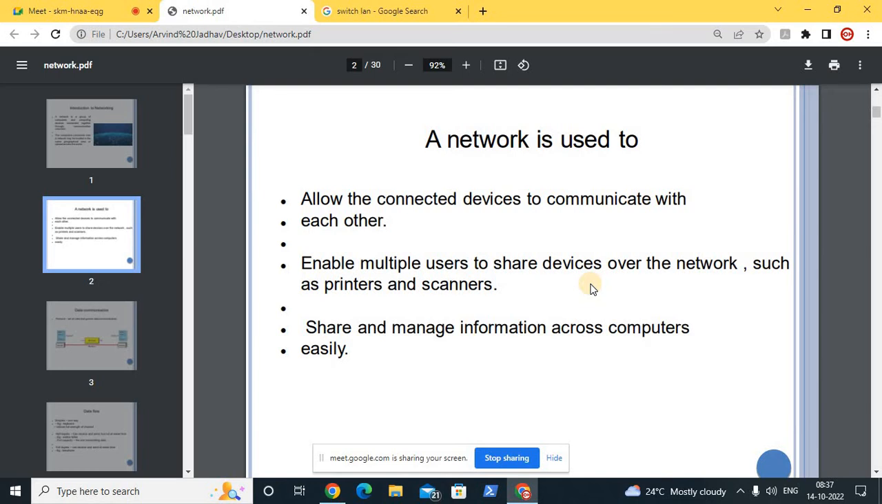Third one, share and manage information across the computers easily. If some PC wants to share the information with another PC, then it is possible. If you want to see it, you have to go to the network. You need to share the folder if it is Windows, and in Linux we have other options called a Samba server, NFS server. So we can do that.